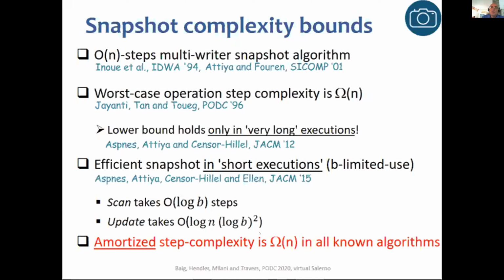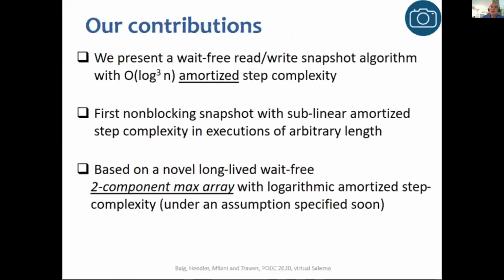So the lower bound of Jayanti, Tan, and Toueg does not preclude algorithms that have sublinear amortized step complexity, that is, average step complexity over all operations in the execution. But all previously known snapshot algorithms had linear amortized step complexity, at least in long executions. So in this work, we present a wait-free single-writer snapshot algorithm that has O(log^3 n) amortized step complexity in all executions regardless of the length. And this is an exponential improvement in terms of the amortized step complexity in comparison to previous work.